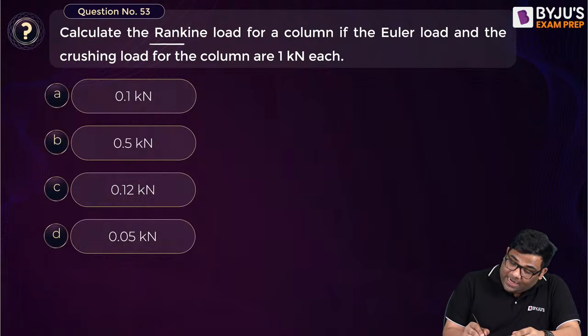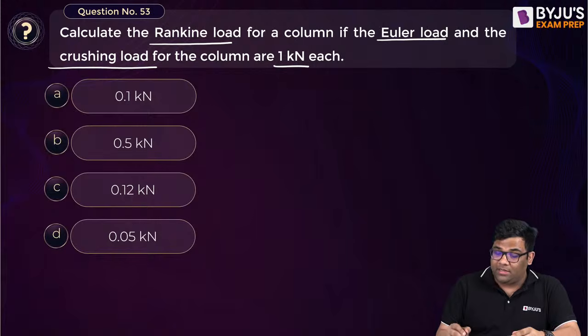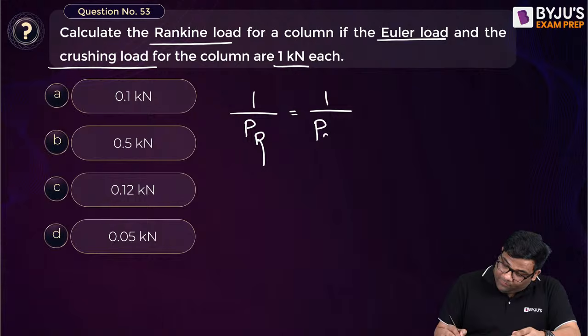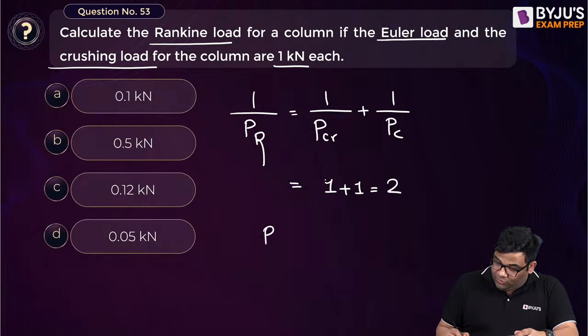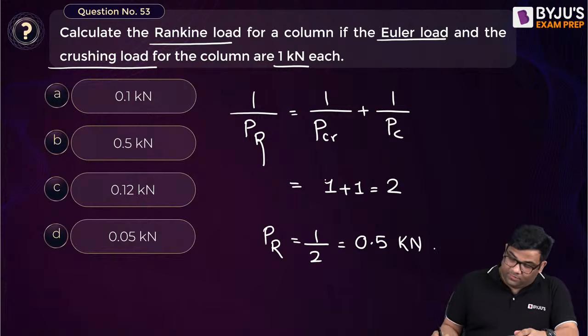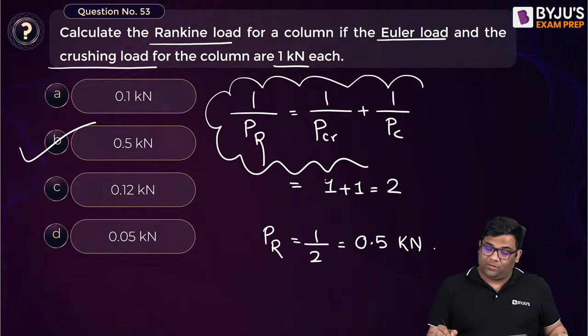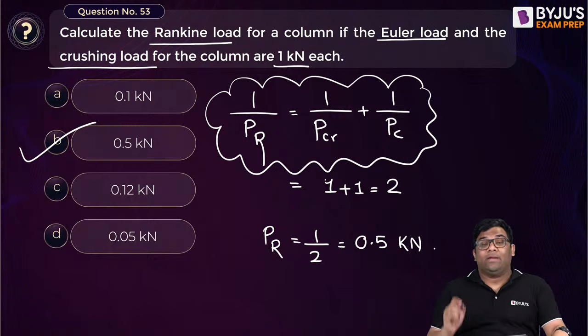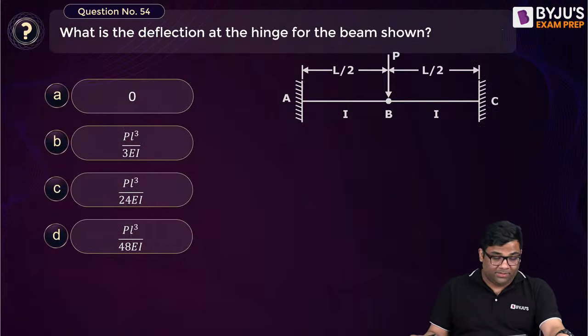53rd question. The Rankine load is to be found if the crushing load and Euler buckling load are both given as 1. So what is your Rankine load? 1 by Rankine load is equal to 1 by buckling load plus 1 by crushing load. Both are 1, so this is 1 plus 1, 2. So the Rankine load will be 1 by 2, that is 0.5 kilonewton. Very straight formula. You should remember this formula: 1 by Rankine load is equal to 1 by the buckling load plus 1 by crushing load.